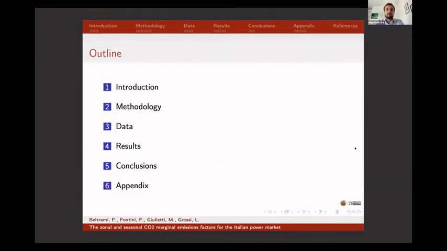So this is the outline of the presentation of today. Starting from the introduction, I present the methodology that we used for this novel calculation of marginal emission factors for the Italian market, and then briefly describe the data and present the main results and some final policy recommendations.